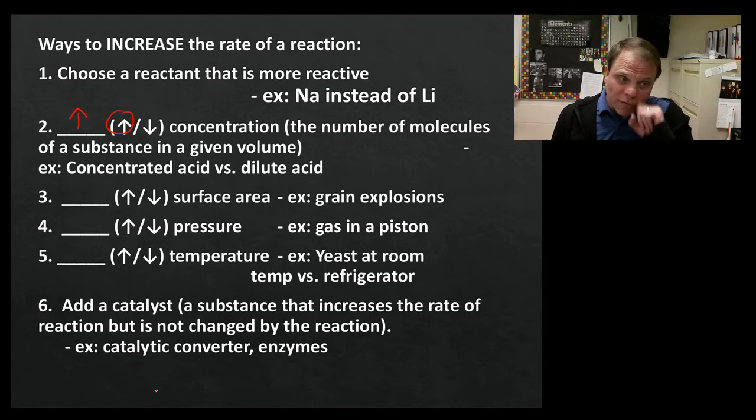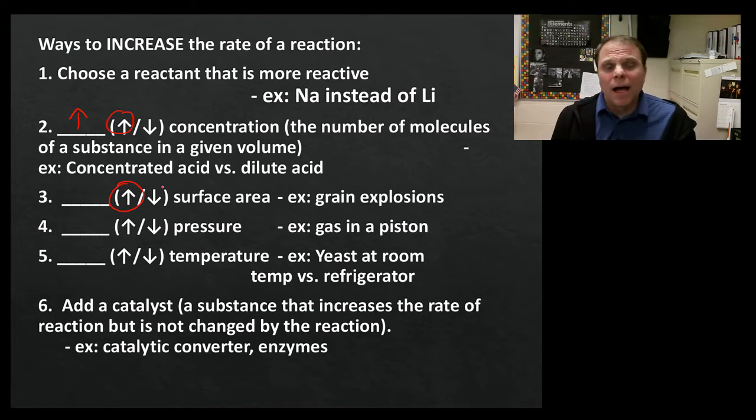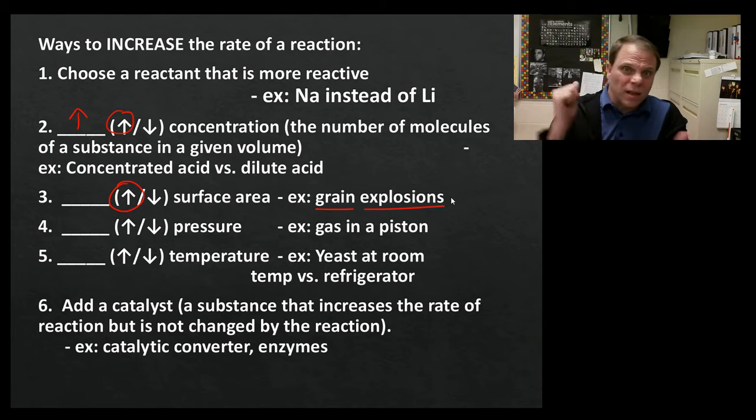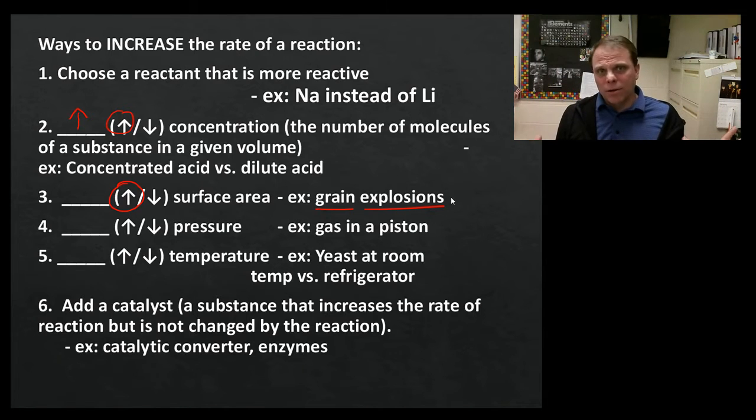And then I have surface area. If I increase my surface area, I am going to have a faster reaction. Now, this is what happens in grain explosions. If you have ever heard about a grain mill, where they take wheat and crush it up and turn it into flour, if they are not very, very careful, they produce a fine powder that gets in the air. And that fine powder will actually explode if a spark comes off.